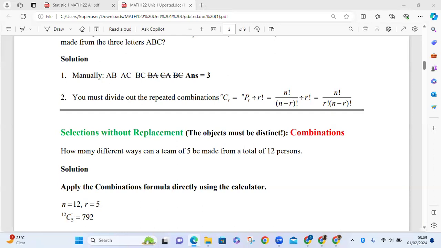And you can type 12C5 in your calculator, and you can also prove that it's 792 by doing 12 factorial over 5 factorial times (12 minus 5) factorial to get the same 792.